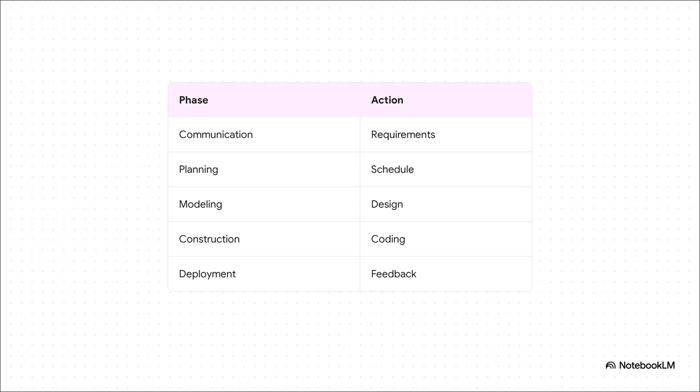But here's the really critical takeaway. This is not a straight line. It's an iterative loop. That means user feedback during deployment feeds right back into communication for the next round.